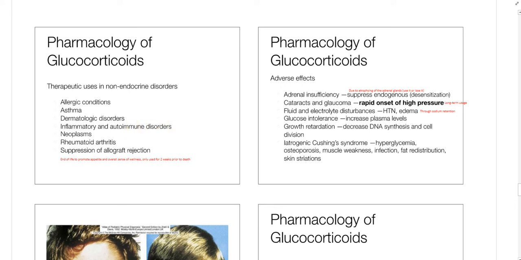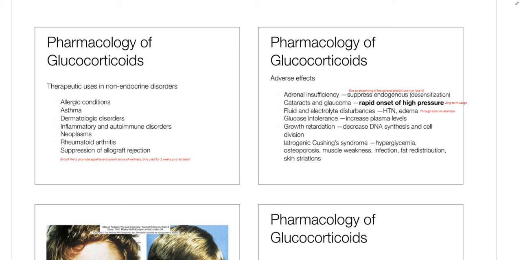Inflammatory and autoimmune disorders like RA, neoplasms, cancer, and then suppression of skin graft rejection. So a person gets a skin graft from a burn or necrotizing fasciitis, and taking these can help to reduce the chances of rejecting that skin graft. They can also be used at the end of life to promote appetite and the overall sense of wellness around 2 weeks prior to death. Helps give them a better death.